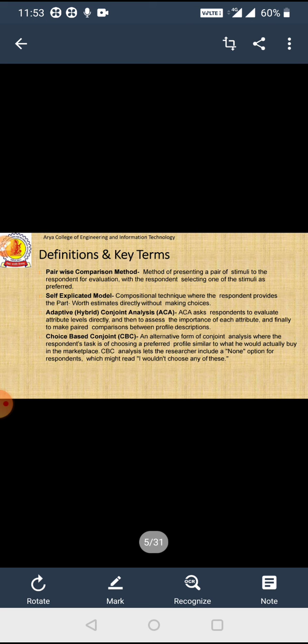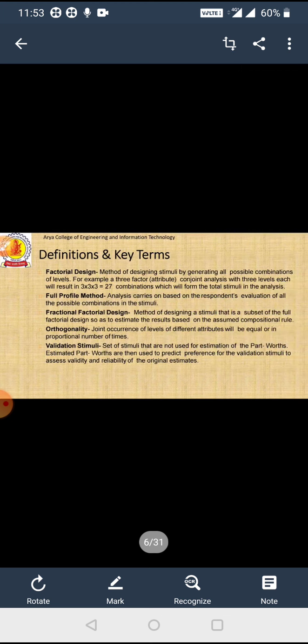Choice-based conjoint is an alternative form of conjoint analysis where the response task is choosing a preferred profile, similar to what he would actually buy in the marketplace. CBC analysis lets the researcher include a none option for the respondent, which might read, I would not choose any of these. Then there is one more, the full profile method, where analysis is carried out based on response evaluations of all possible combinations of all stimuli.